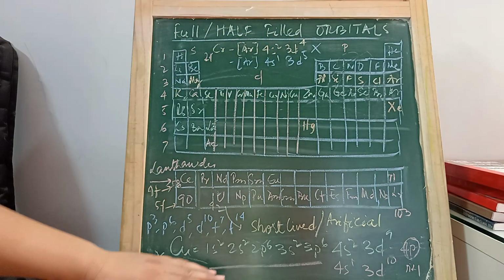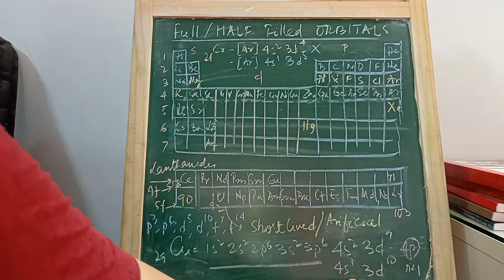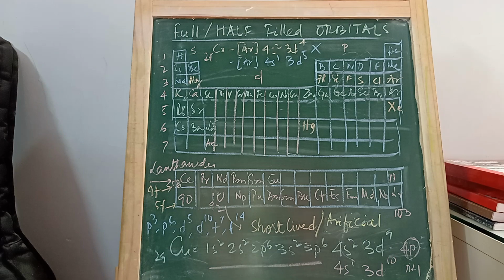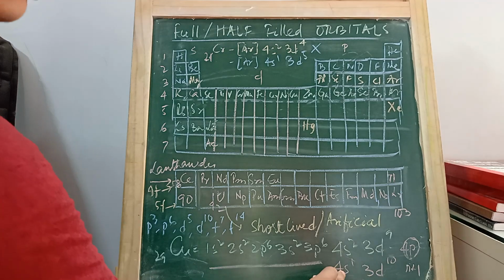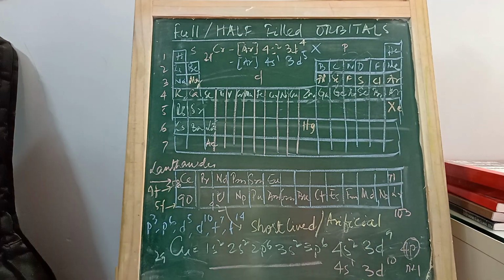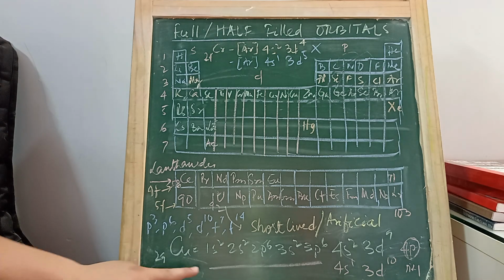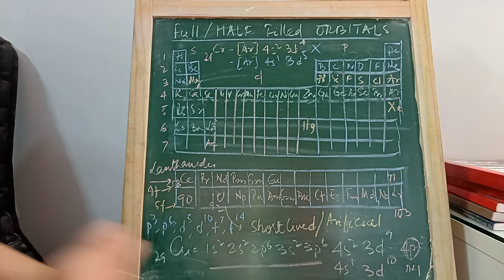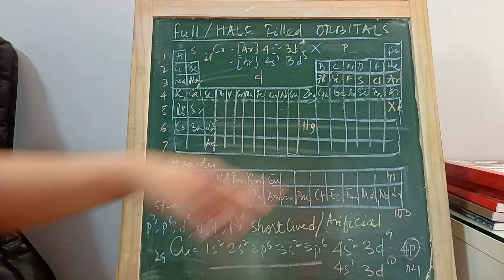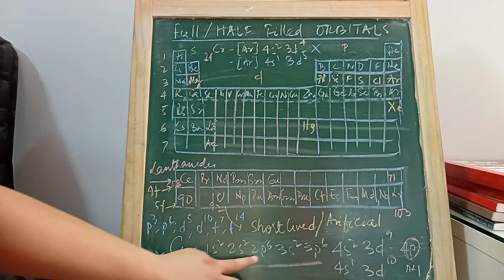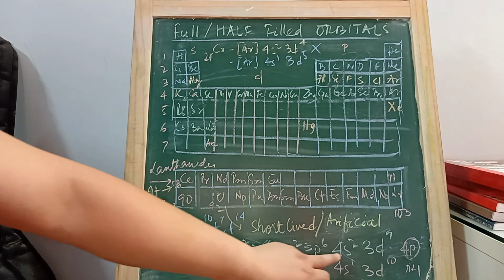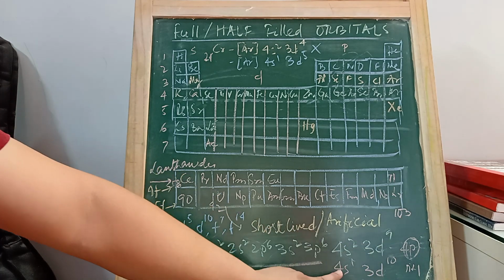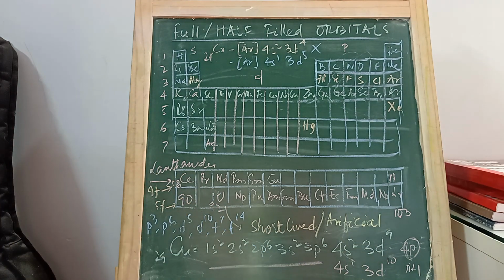In the same way, the configuration of copper is 4s1 3d10 instead of 4s2 3d9. One electron is shifted, so it's 4s1 3d10. That is the correct electronic configuration of copper, whose atomic number is 29. Instead of using the symbol of argon, I'm writing the complete configuration: 1s2, 2s2, 2p6, 3s2, 3p6, 4s2, then 3d9. This is incorrect. It should be 4s1, 3d10. This is the correct electronic configuration of copper. I hope you understand this.